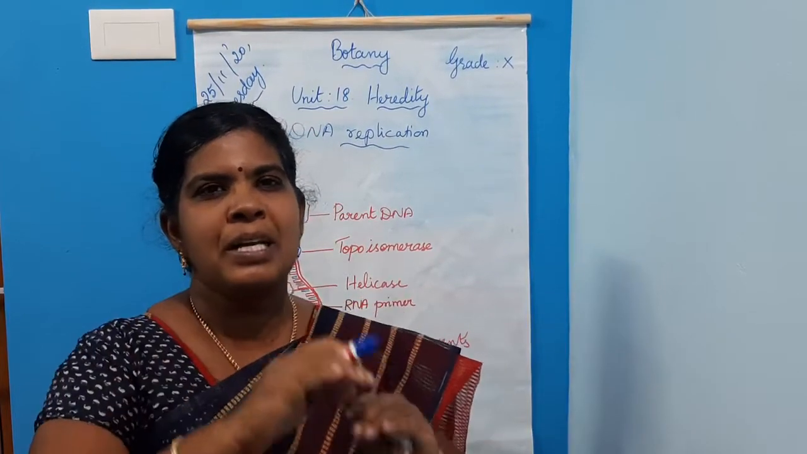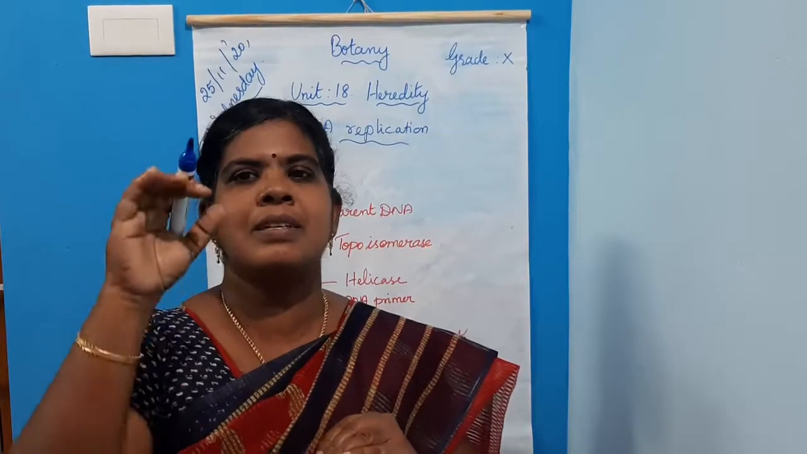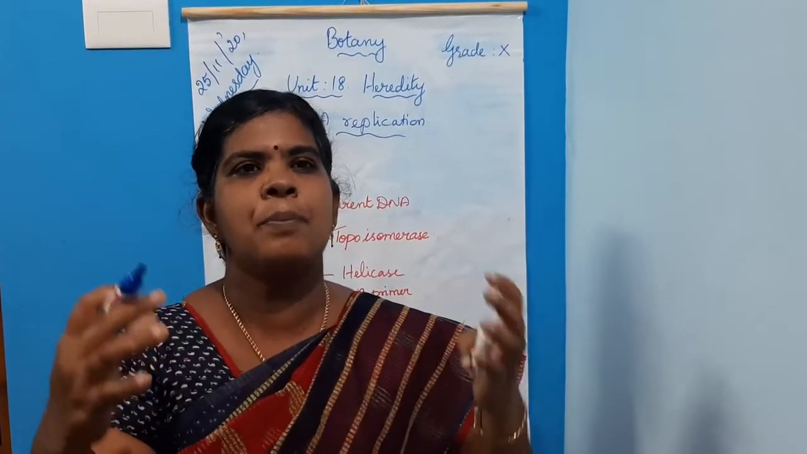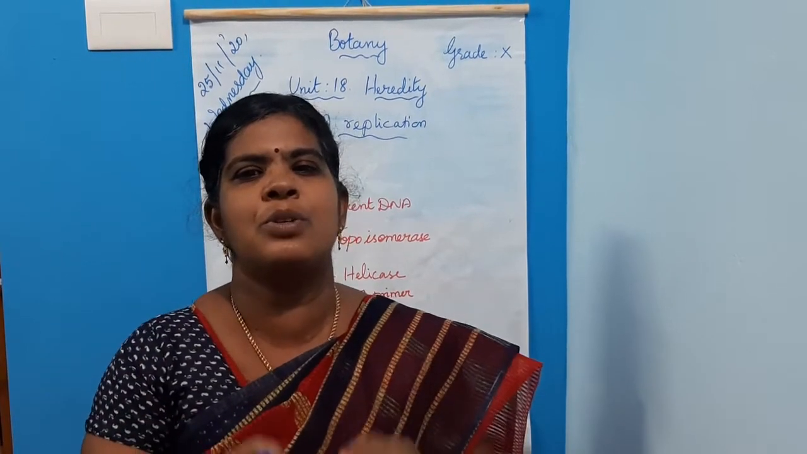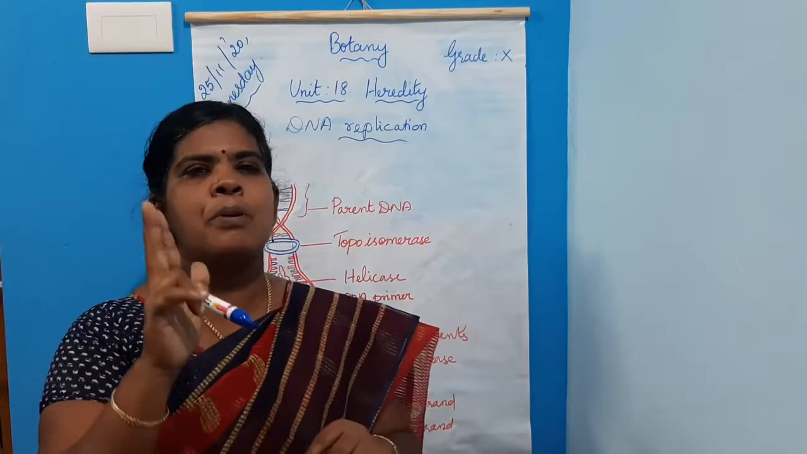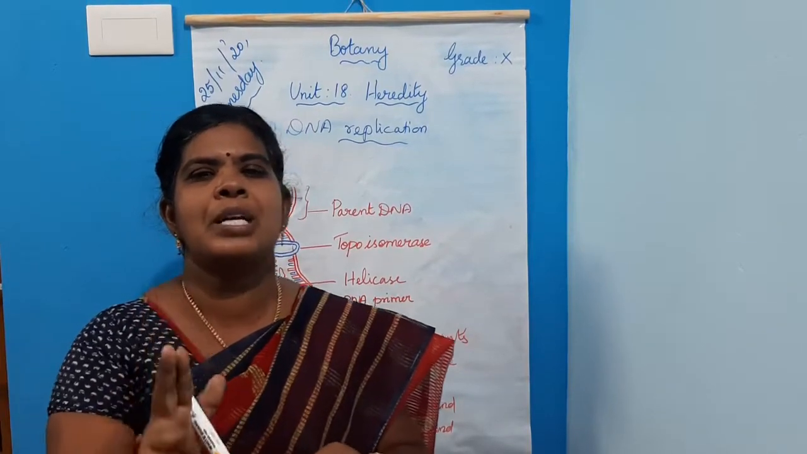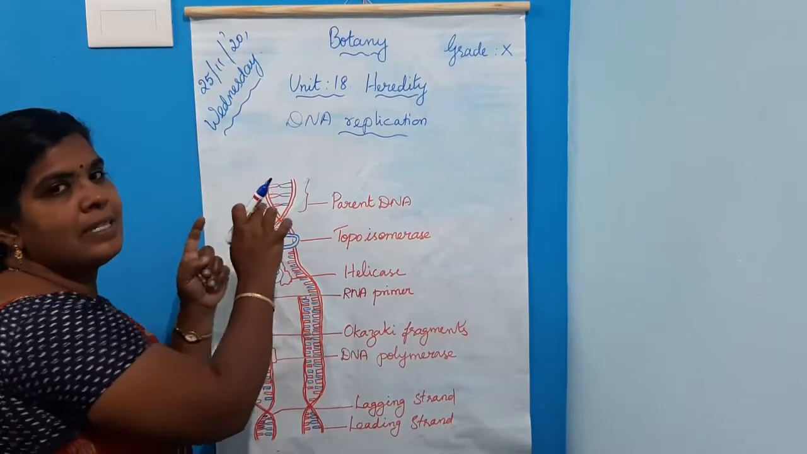So replication is one of the basic processes. That means the DNA molecule produces its exact copies or its own copies during this process. Okay, it consists of two strands, polynucleotide strands. You know that. So this is one of the strands. This is another strand, isn't it?